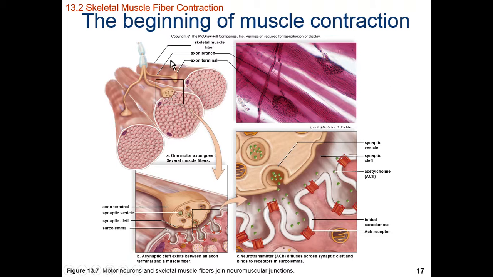So here we can see a motor neuron coming in contact, one motor neuron branching to touch several muscle fibers. The axon terminal or axon bulb will come in contact with the muscle fiber, and then there'll be synaptic vesicles filled with acetylcholine. That acetylcholine will be exocytosed to the neuromuscular junction and then travel across the gap, across the synapse, and bind to acetylcholine receptors.